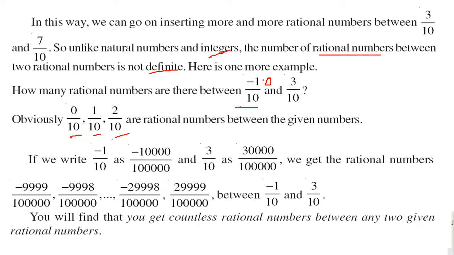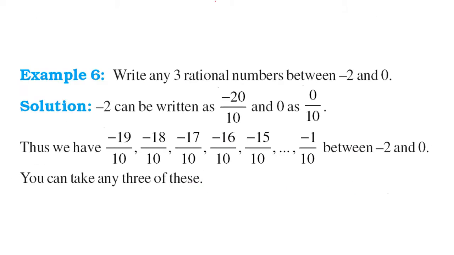But minus 1 by 10 can be easily written, if you multiply the numerator and denominator by 10 to the power 4, that is 10,000, and 3 by 10 again by 10 to the power 4. You get an infinite number of them, right from minus 999 to 2999 divided by 10 to the power 5. So in fact, there are countless rational numbers between any two given rational numbers. They are countless.